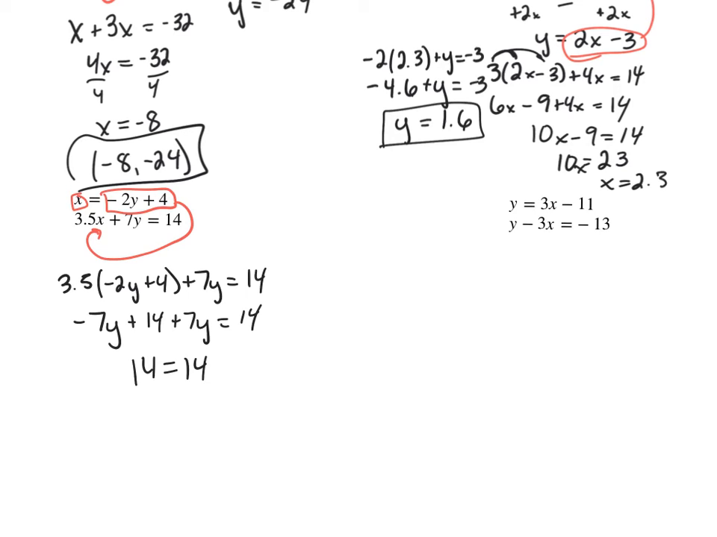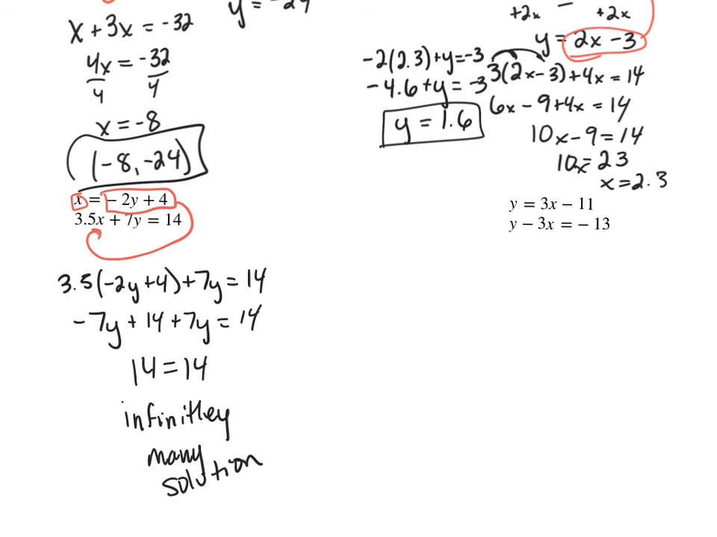So my variable is gone. What does that mean? Well, it means I can put in any value for y that I want and get an answer. So this one is going to be infinitely many solutions. Anytime you get an equation that's just numbers and it's a true equation, you can say infinitely many solutions.